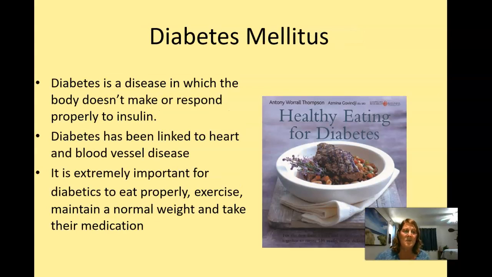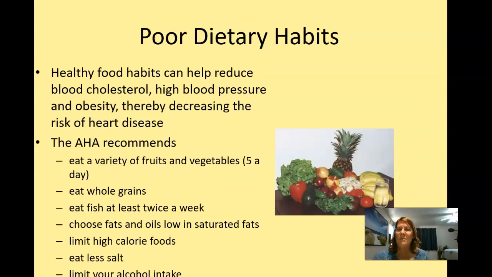And diabetes. We'll talk about diabetes when we talk about gastrointestinal diseases and endocrine issues, but diabetes is a disease in which the body doesn't make insulin anymore, or it doesn't respond properly to insulin. And diabetes has been linked to heart disease and blood vessel disease. So it's extremely important for diabetics to eat properly, to exercise, to maintain a normal weight, and to take medication if needed. Poor dietary habits are also a risk factor.